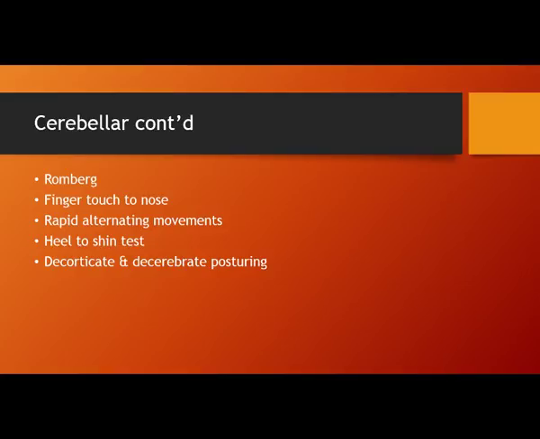Then you can do finger to nose: ask them to touch their nose, then ask them to touch your finger. Then you start moving your finger around a little bit to make it harder, to see if they're able to keep up. Have them do rapid alternating movements. Then have them bring their heel up and down their shin, to see if they're able to do that in a smooth manner. And then if they're unconscious, you can observe for decorticate and decerebrate posturing.